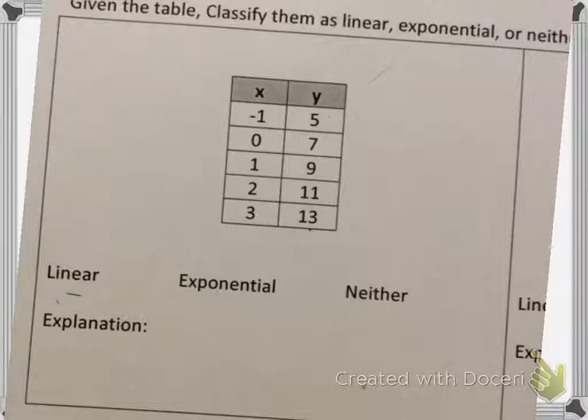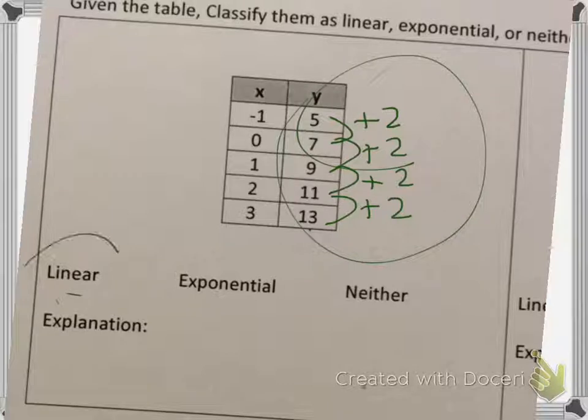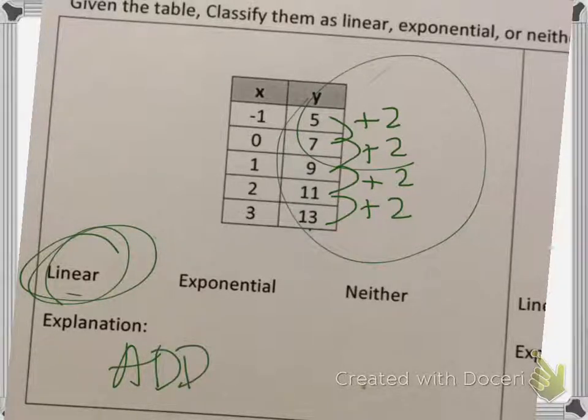All right, this next one is actually in a table of values. So remember, we're looking at y values, and if they have the same kind of pattern of change with either addition or multiplication. Well, how do we get from 5 to 7? We add 2. How do we get from 7 to 9? We add 2. 9 to 11, add 2. And 11 to 13, add 2. Because of this addition right here, it's going to be linear. And the explanation, again, is that we are adding on our pattern there.